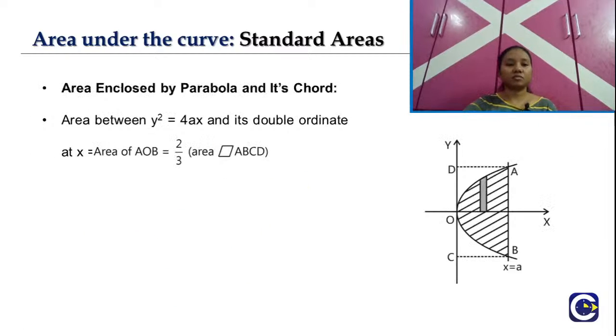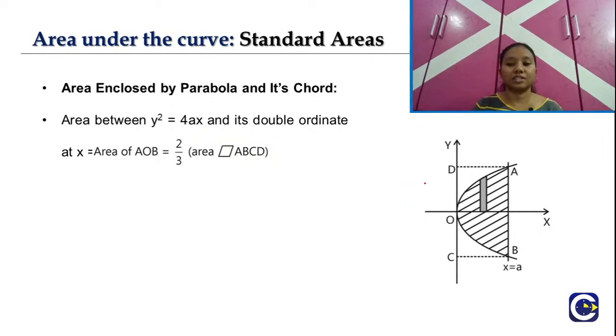Right. So let's move on to the next. Now the question is the area enclosed by a parabola and its chord. Right, if you remember, the chord here is something to do with the latus rectum, because we have even done questions related to that. Here you can directly get the answer, that is the area between the parabola y square equal to 4ax and its double ordinate. So double ordinate is nothing but a chord here.